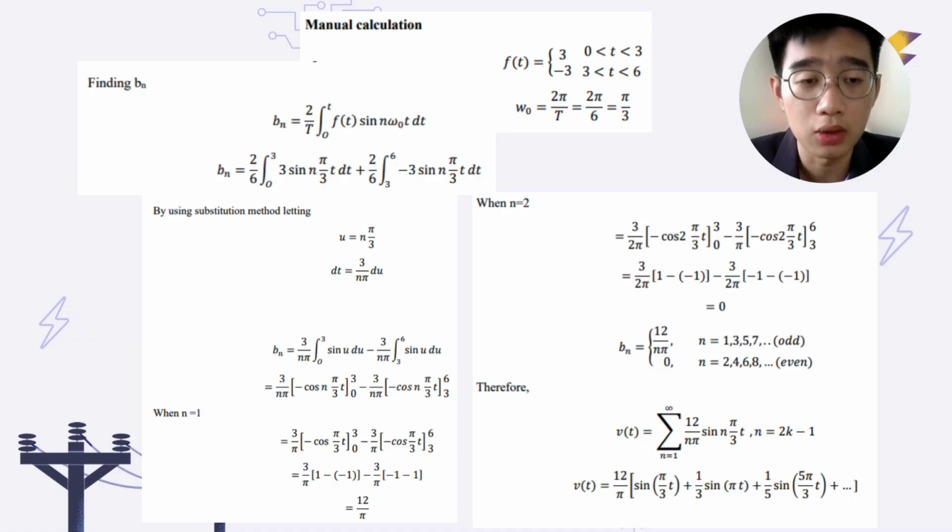For the expanded Fourier series, sine pi over 3 t is the first value, plus 1 over 3 sine pi t is the third value, and 1 over 5 sine 5 over 3 pi t is the fifth value, and so on and so on.